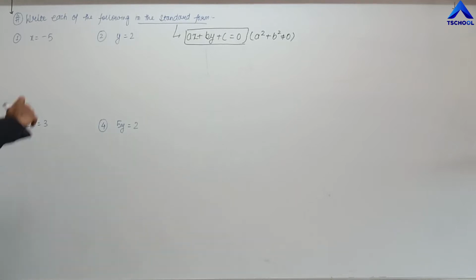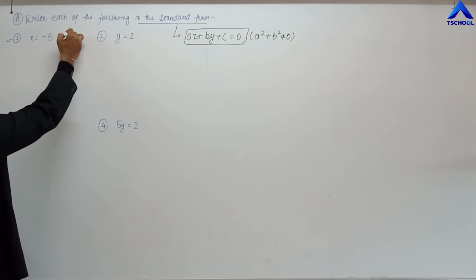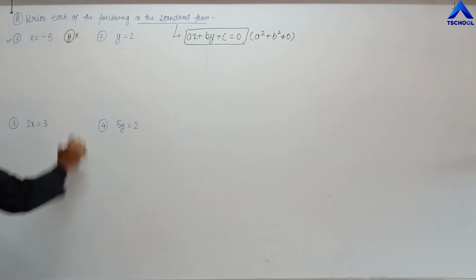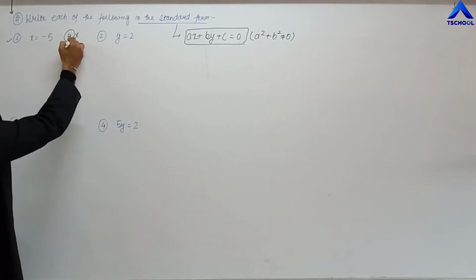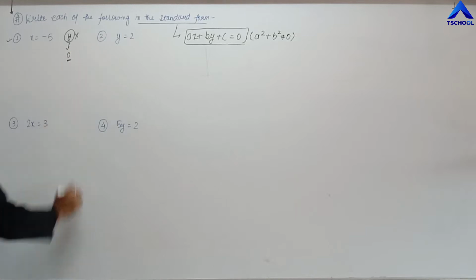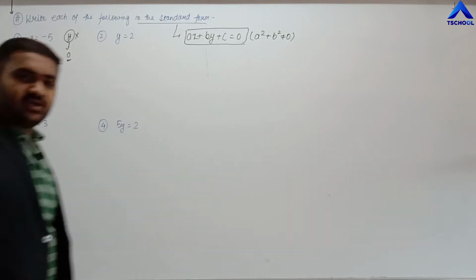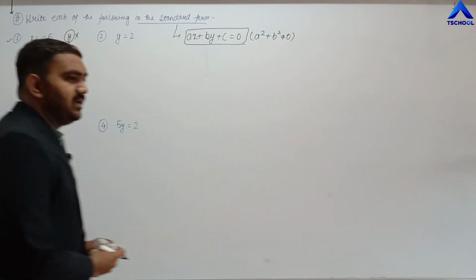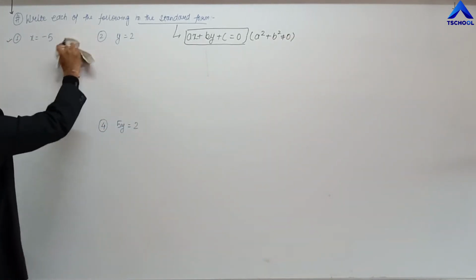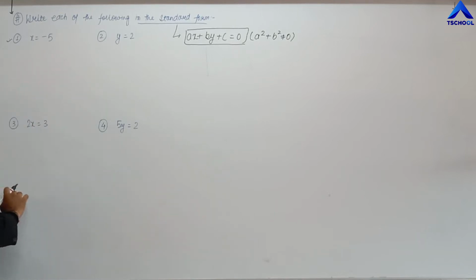So first of all, if we look at the first example, it says x equals minus 5. You can see here that there is no variable y present, right? There is no variable y present here. So what can you say about the variable y? That means the coefficient of y here will be 0. Yes or no? The coefficient of the variable y in the first example will be 0. So if I want to write this in the standard form, how can I write it?